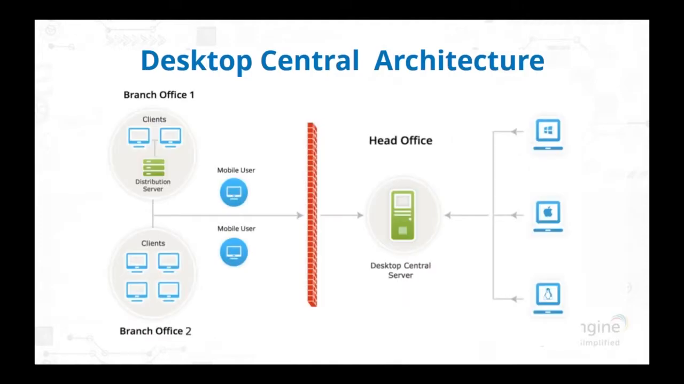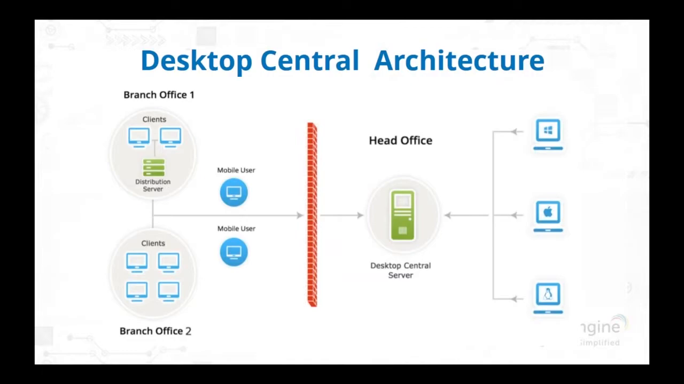And a quick overview of the architecture of Desktop Central. Desktop Central is a client and server model. The Desktop Central server can be installed in the local office, and the agents are installed on all the client machines. Installing the Desktop Central agent on the client machine is a one-time job, and once it's installed, the upgrade process takes care of itself.